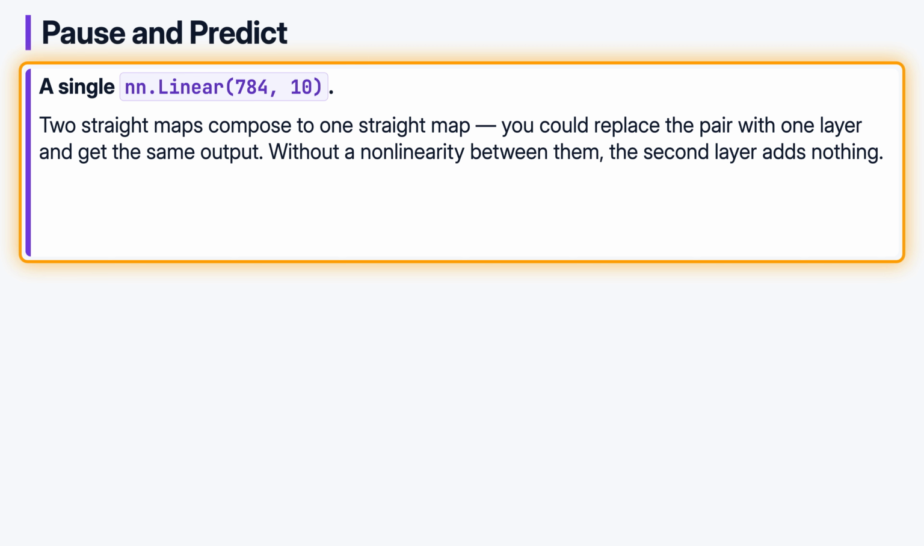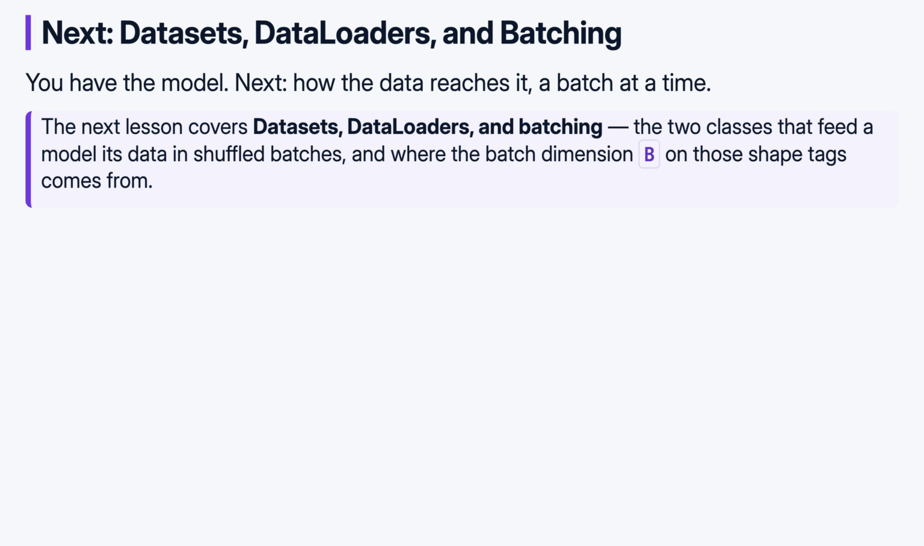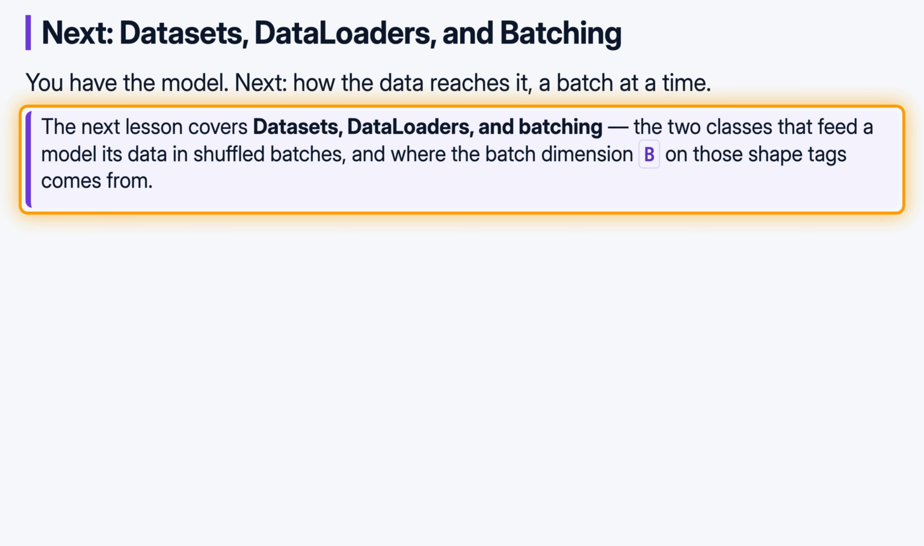You have the model now. nn.Module, its layers, and the activation between them. Next, datasets, data loaders, and batching. These are the two classes that feed a model its data in batches, and that is where the batch dimension B on the shape tags comes from.